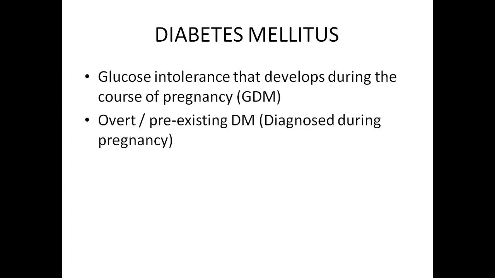Gestational diabetes mellitus includes the glucose intolerance that develops during the course of pregnancy, that is the original gestational diabetes mellitus, or the diabetes that was present prior to pregnancy but is being diagnosed during pregnancy. We call this type overt or pre-existing diabetes mellitus, but as it is being diagnosed during pregnancy, we keep this under the definition of gestational diabetes mellitus. So the glucose intolerance that either develops during pregnancy or is diagnosed during pregnancy, both are under the same heading, gestational diabetes mellitus.